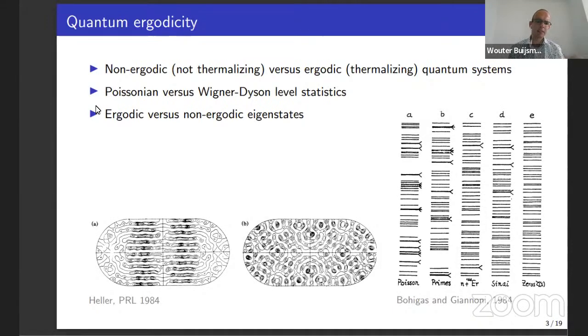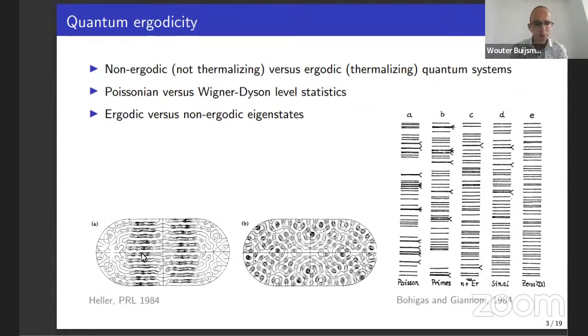Next, we also see that ergodic and non-ergodic systems have very different types of eigenstates. Here you see again a quantum billiard, let's say a particle in a billiard. Here you see an ergodic eigenstate: the wave function is neatly spread out over the full system. And here you see a non-ergodic eigenstate, very strongly localized near a certain part of all possible space.